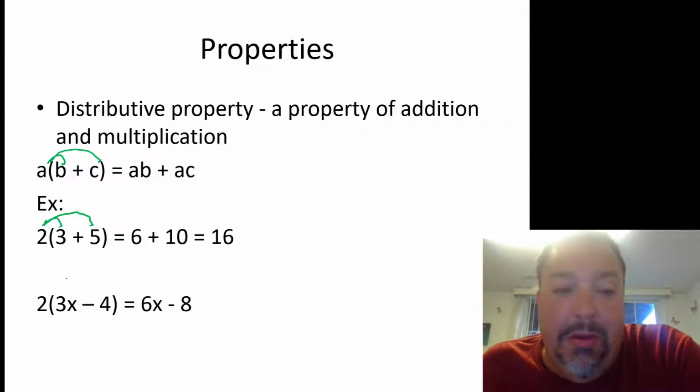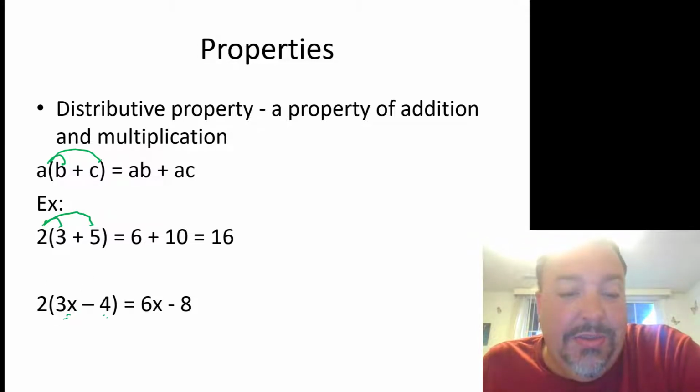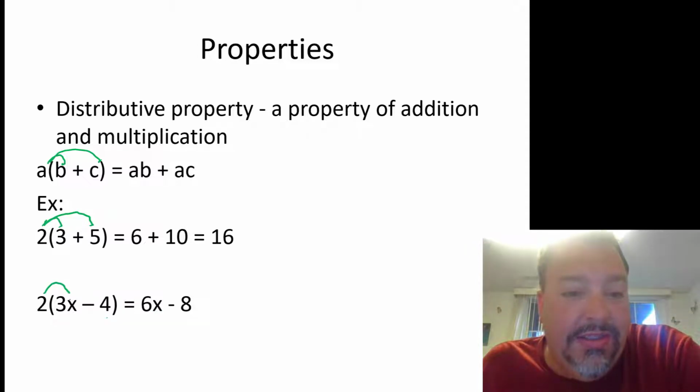This is especially useful when we have algebraic expressions, and we have a variable, and we can't necessarily put these two together. I can't combine the 3x with the negative 4 here, but I can distribute the 2, so 2 times 3x is 6x. And then 2 times negative 4 is going to give me negative 8. So now we've simplified that using distributive property.